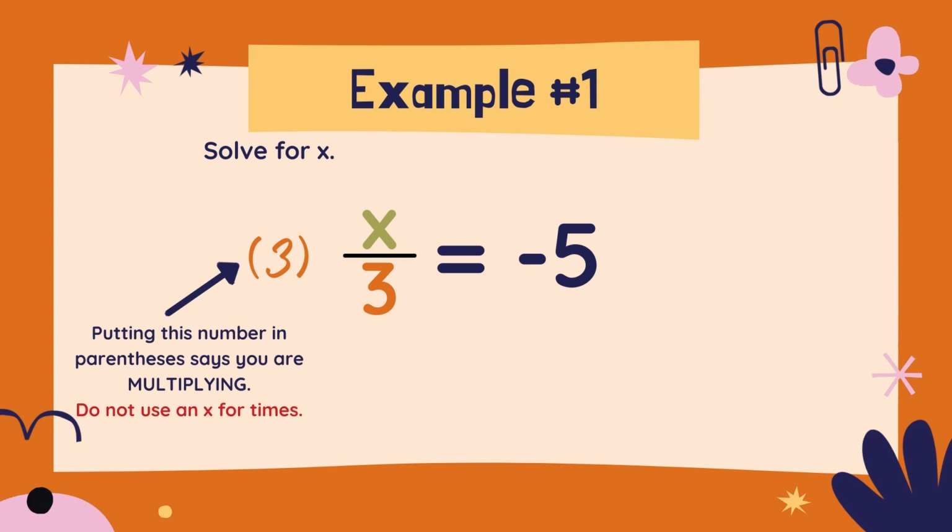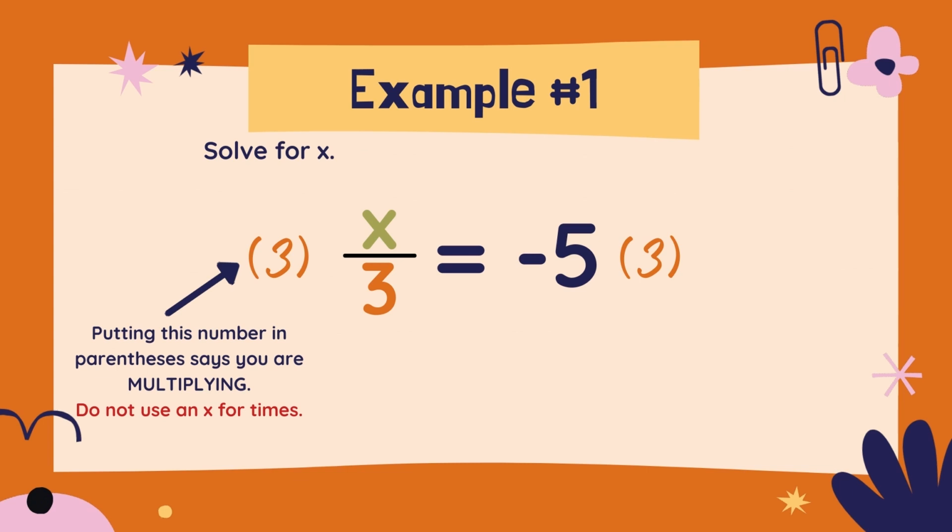Here you can see how to write it correctly. Putting the 3 in parentheses says that you're multiplying. This says that we are multiplying x over 3 times 3. Of course, whatever we do to one side, we have to do to the other side of the equation. So we also need to multiply the right side by 3.